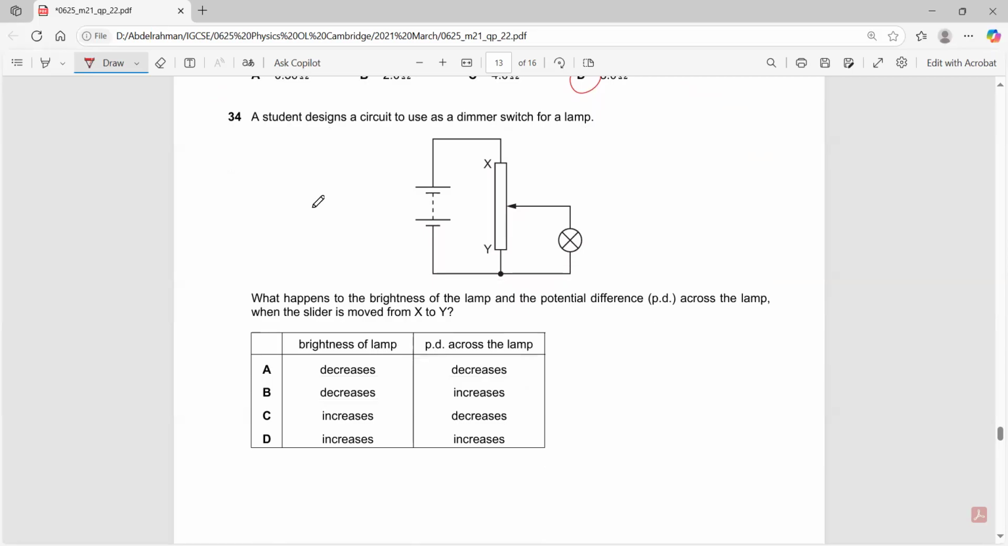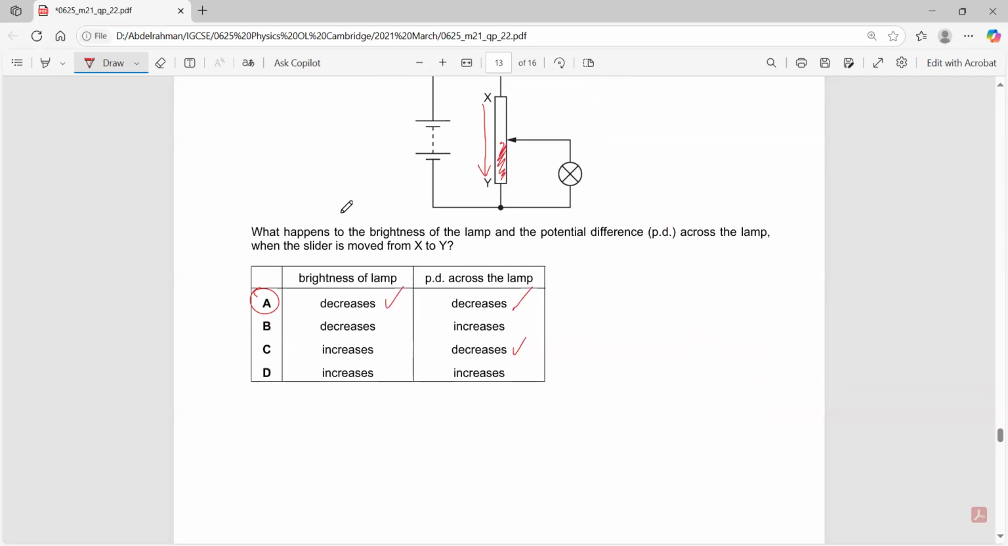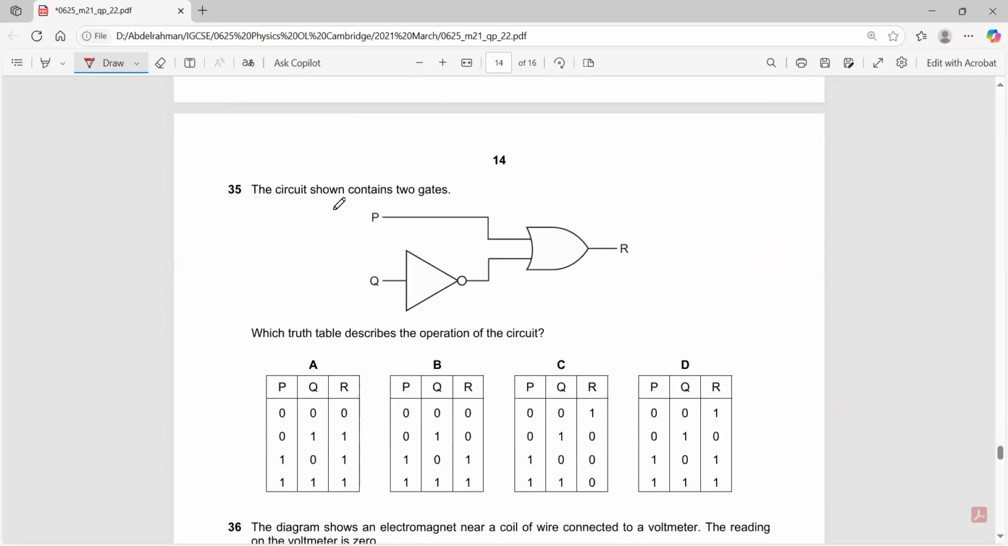What happens to the brightness of the lamp and the potential difference across when the slider is moved from X to Y, as the slider is moved downwards? The resistance decreases, the voltage decreases, and the brightness of the lamp also decreases, right? Why? Because the fraction or the percentage of the resistor covered is getting less and less. 35 is cancelled.